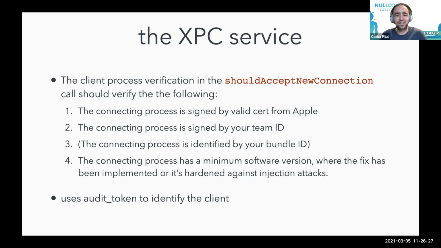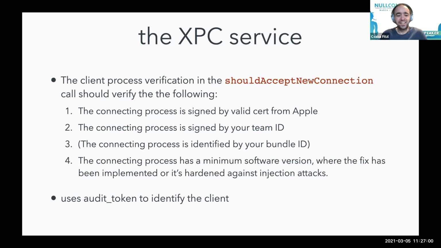One is you can check the code signing information of the client during runtime. So you can check if it's signed with hardened runtime or with library validation. And if so, then you also need to check if they possess any of the entitlements that make them vulnerable, like get-task-allow and disable library validation.